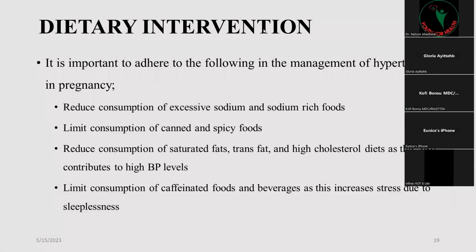Limit the consumption of caffeinated foods and beverages. Too much caffeine puts you in stress. Times that you are supposed to rest, your body is still awake, so you don't get enough time to rest. This puts a lot of strain on the heart, making us overweight and thereby increasing our BP levels. So it is essential for us to reduce the quantity of caffeinated foods that we take in within the day.